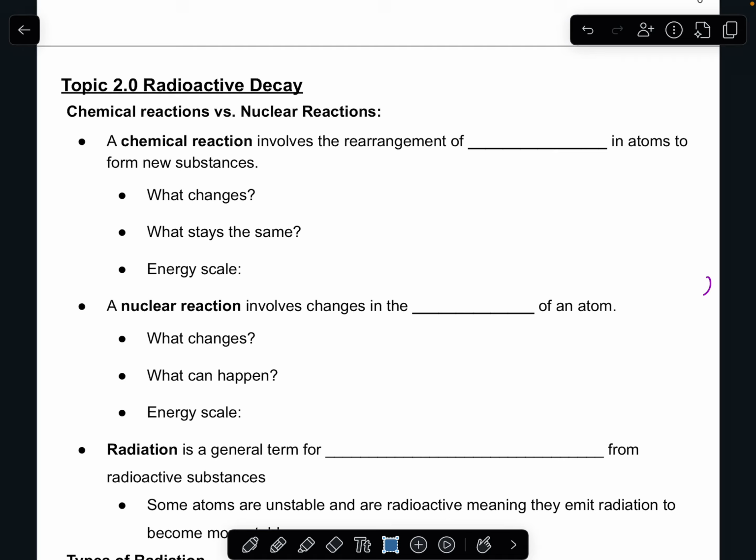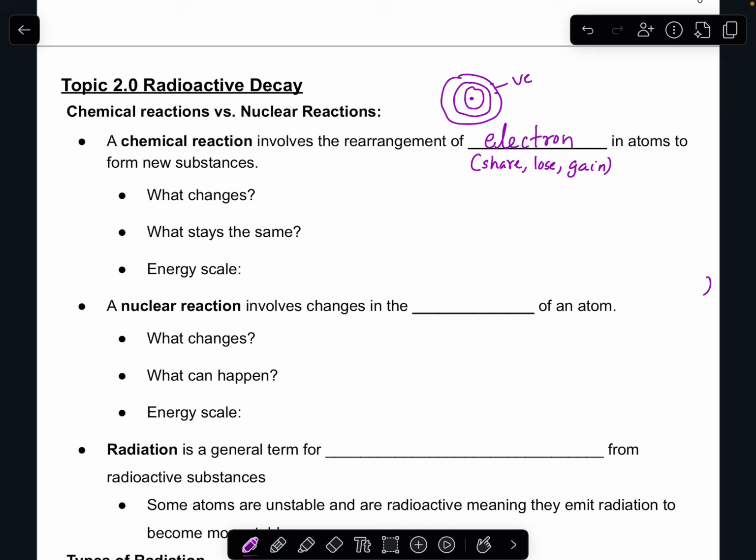So chemical reaction, we already learned what a chemical reaction is. It involves a rearrangement of what? Rearrangement of electrons in atoms to form new substances. We know that an atom has a nucleus, there are electrons, and there will be valence electrons. Those are the electrons taking part in chemical reactions. This electron may share, lose, or gain to form different types of bonds.